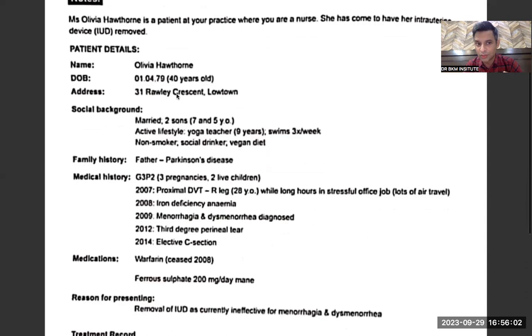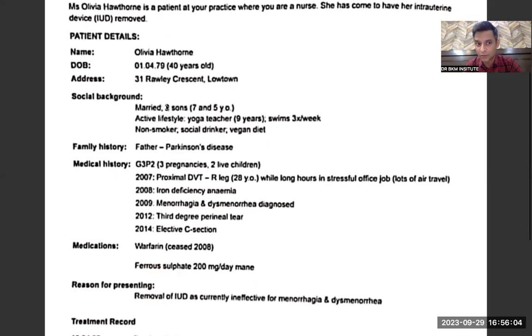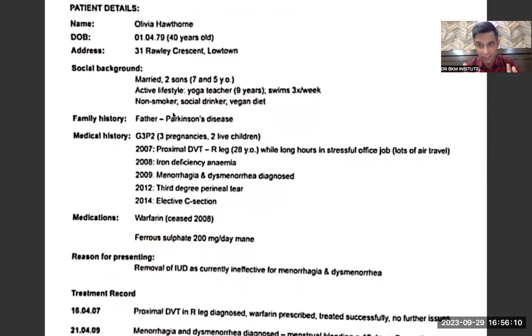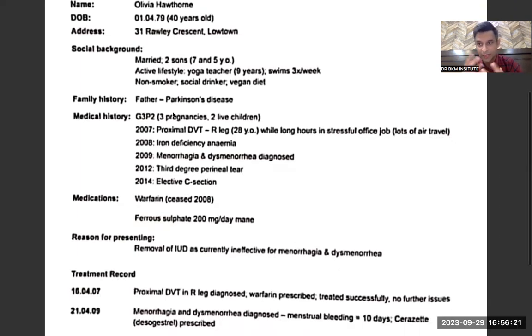Hawthorne, 40 years old, 31 recent, Lowtown, social, married, 2 sons, active lifestyle, yoga teacher, non-smoker, social drinker, vegan diet. So I'm telling the obstetrician that she's a non-smoker, social drinker, vegan diet, active lifestyle, having 2 kids. Father, Parkinson's disease. So her father is having Parkinson's disease. It's not the kids' father, it's her father. It's not her husband, her father.